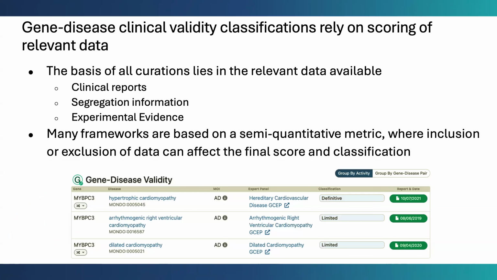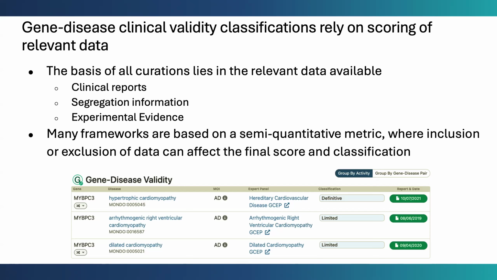As curators, in collecting data and putting it in semi-quantitative frameworks, it's really important for us to understand that a semi-quantitative framework is pretty much not just gene curation, but it goes over variant, it goes over actionability and other parts of our curation activities. The basis of all of our curations, therefore, lies in the available data that we have. That's clinical reports, segregation information, experimental evidence. And again, what you include and what you exclude when we think about those points in that data really will affect that final classification that we have.